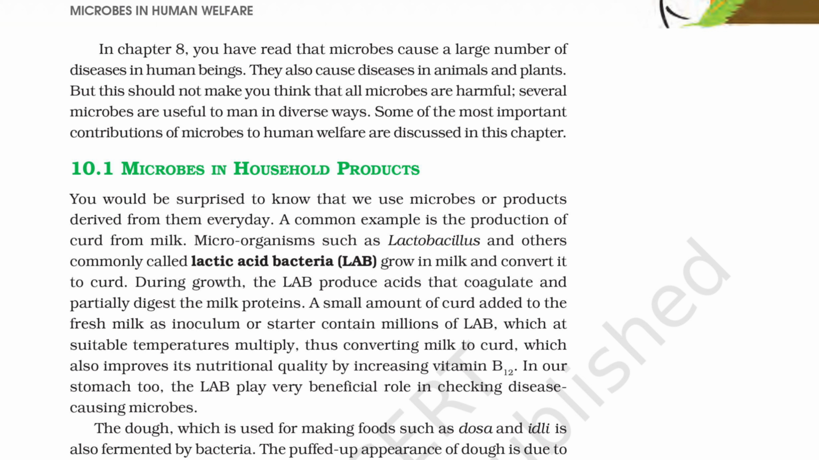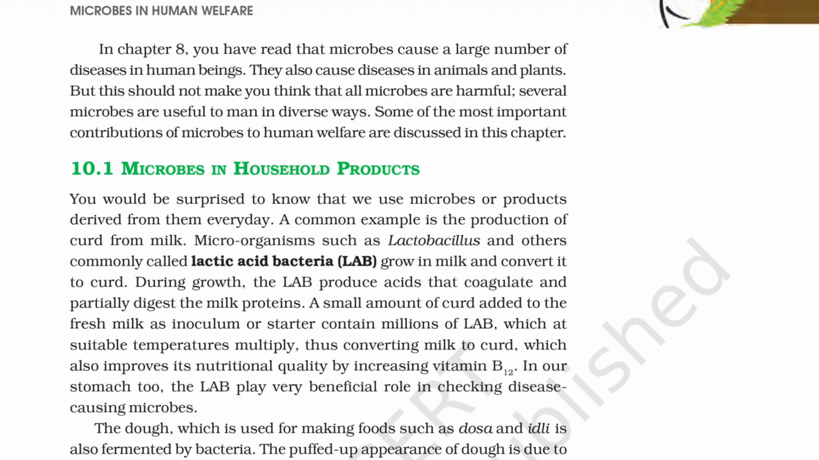Microbes in household products. You would be surprised to know that we use microbes or products derived from them every day. A common example is the production of curd from milk. Microorganisms such as lactobacillus and others commonly called lactic acid bacteria grow in milk and convert it to curd. During growth, the lactic acid bacteria produce acids that coagulate and partially digest the milk proteins.